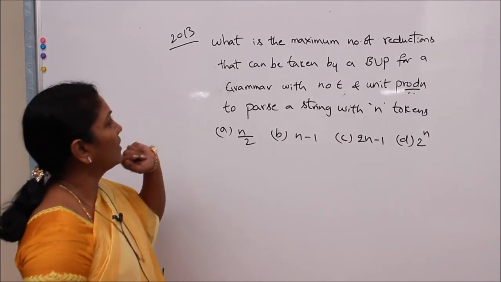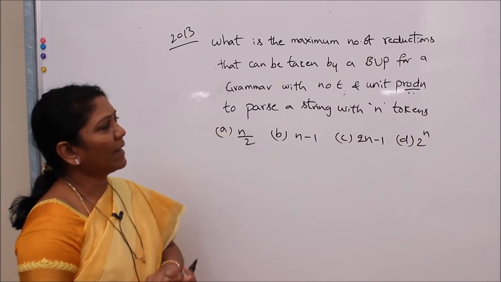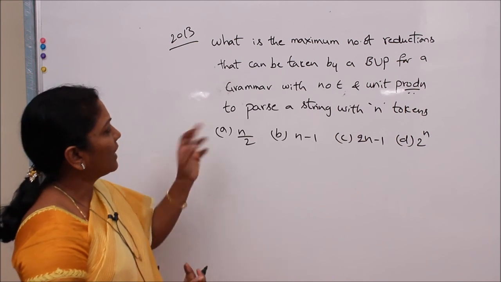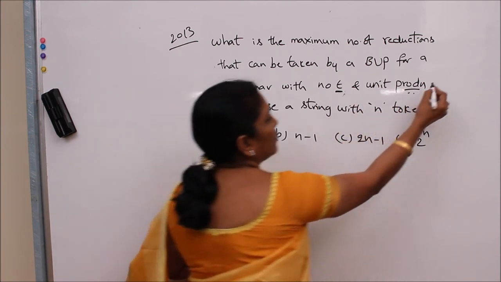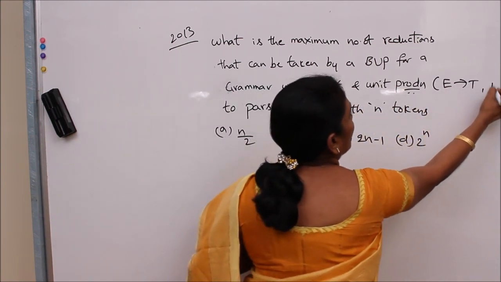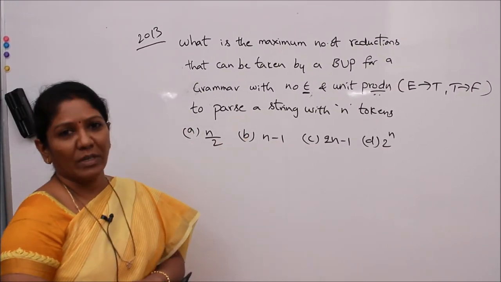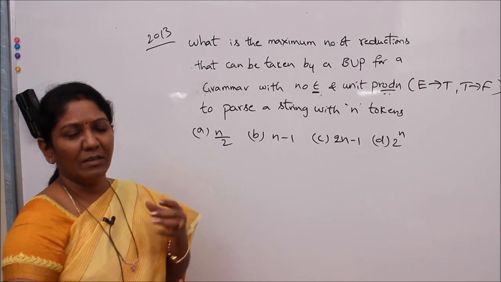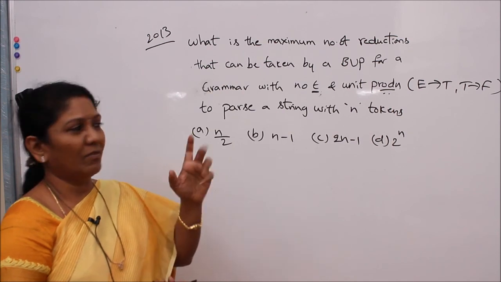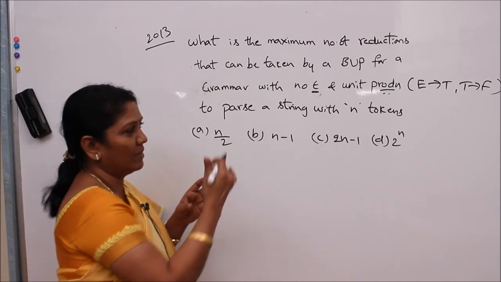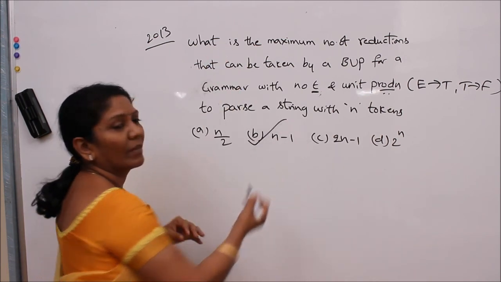So look at this question. This was asked in 2013. What is the maximum number of reductions that can be taken by a bottom-up parser for a grammar with no null productions and unit productions? Unit productions means it may be something like E to T, T to F, something like that. To parse a string with n tokens. When you have a string with n tokens, if you assume that at every step only one handle is reduced, only one symbol is reduced at every step, finally, to reduce that to the start symbol, the number of reductions would be n minus 1.